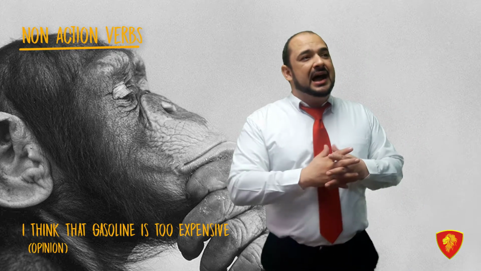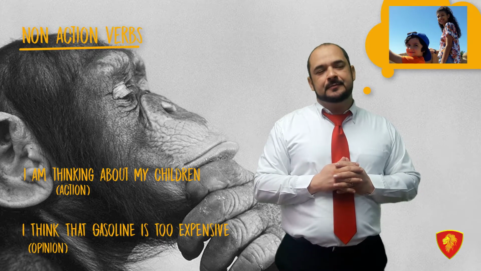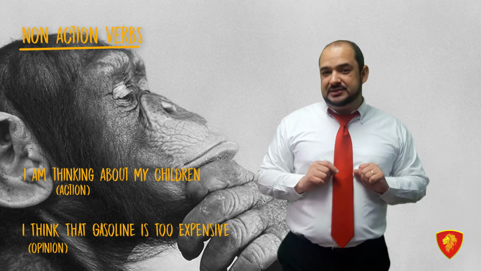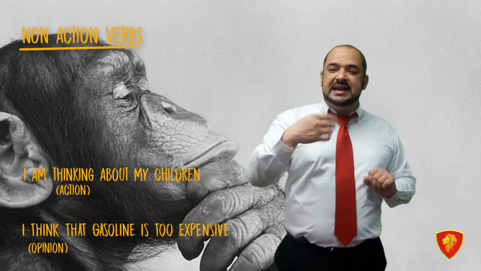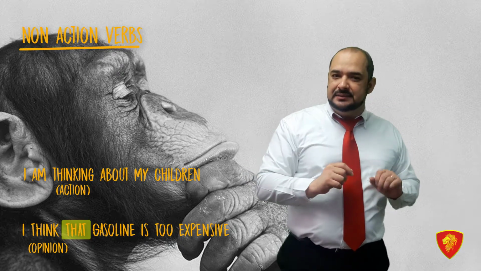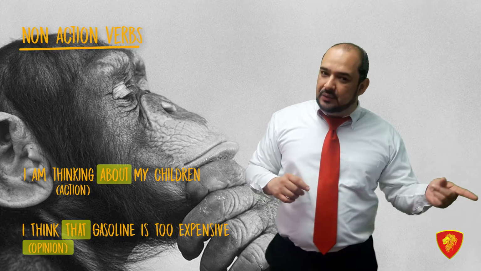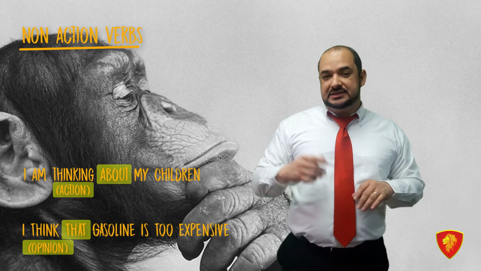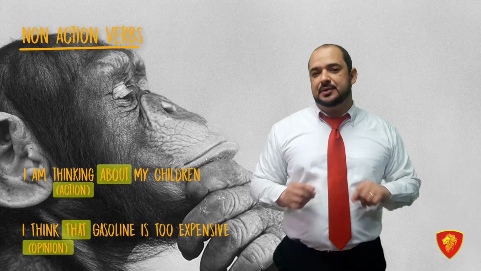But what about this? I am thinking about my children. Not babies. Right? What's going on there? There is an active mental thought process going on. What is the difference between the two? After think, when you say, I think that, that sets off an opinion. When you say, I am thinking about, the word about indicates an active mental thought process. So depending if think is followed by that or about, you can use it in a progressive form.